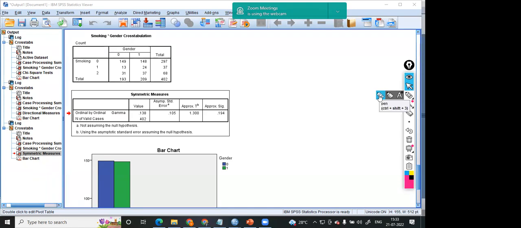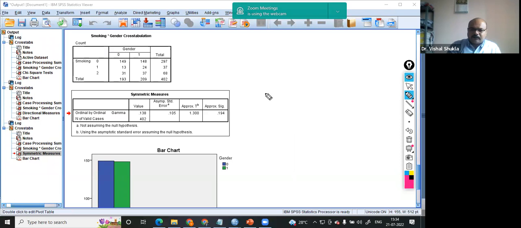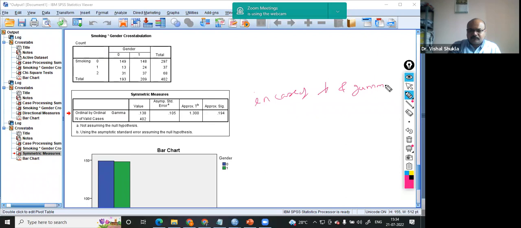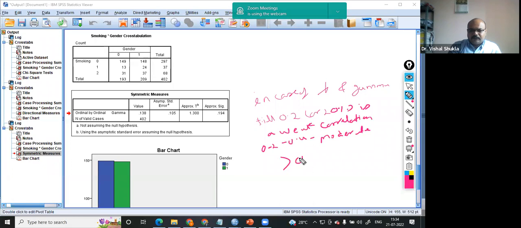Sir, this 0.4 thing was not clear. Okay, so what I am trying to say in the case of lambda and gamma: up to 0.2 or 20% is a weak correlation. 0.2 to 0.4 is considered a moderate correlation. Greater than 0.4 is considered a strong correlation.